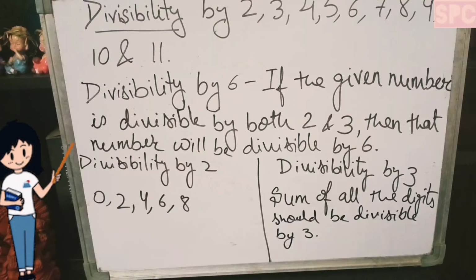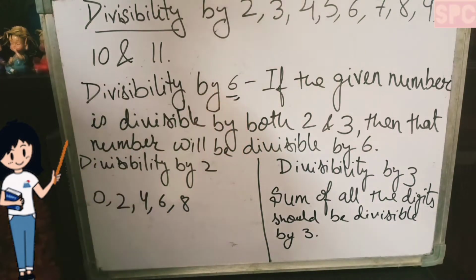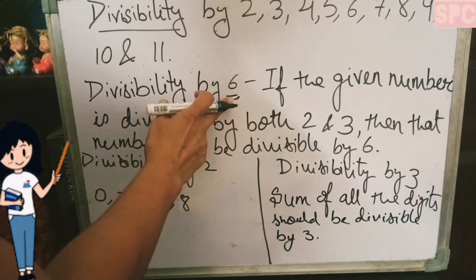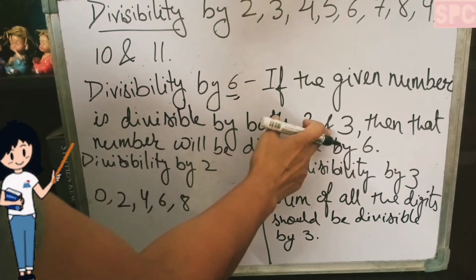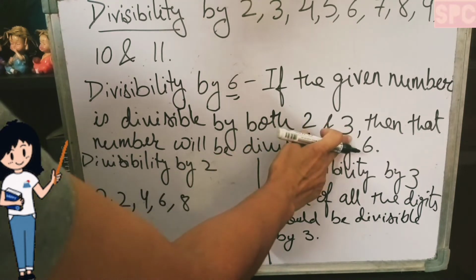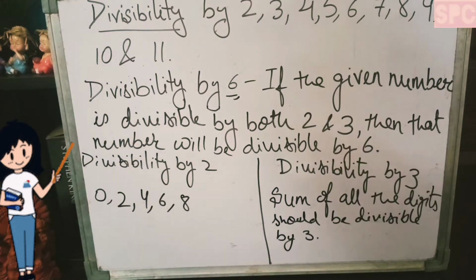Now to check whether any particular number is divisible by 6 or not, it is very simple. You just have to see whether that number is divisible by 2 and 3 or not. If that number is divisible by 2 as well as 3, then that number will definitely be divisible by 6 as well. And we know that to check the divisibility by 2, you can see the digit at the ones place.